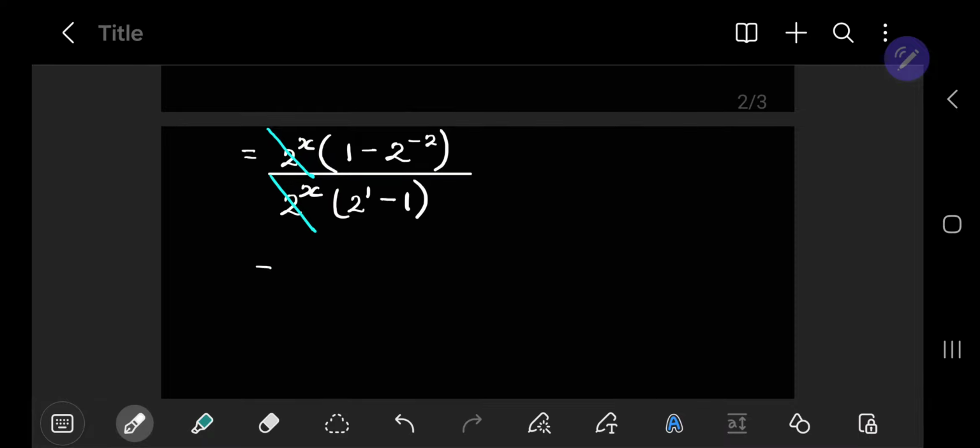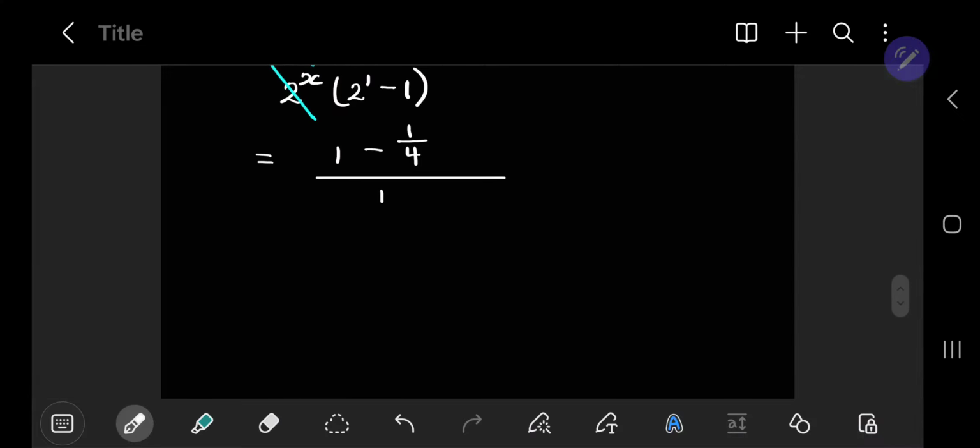And we can now just simplify what we're left with. In our numerator, we've got 1 minus 2 to the power negative 2. That, if you put it on your calculator, you get 1 over 4. In our denominator, 2 to the power 1 is 2, and 2 minus 1 is 1. So essentially what we have is 1 minus a quarter over 1. You can now just put that entire thing on your calculator, and you should get 3 over 4. So that is your answer for 1.5.3.